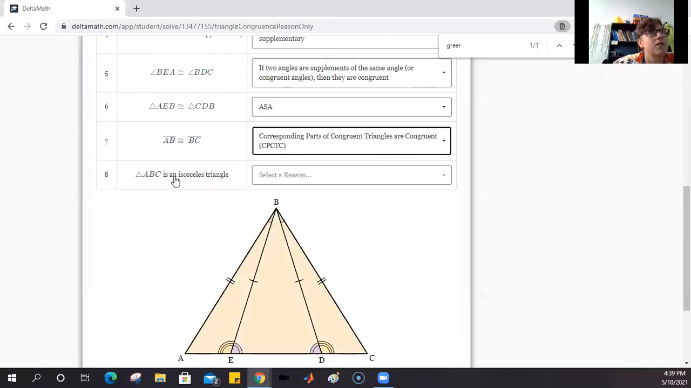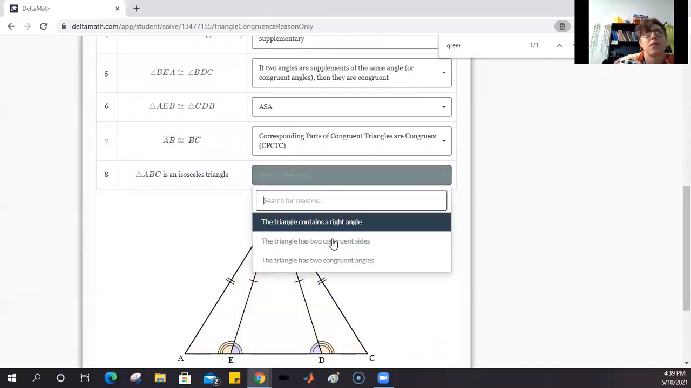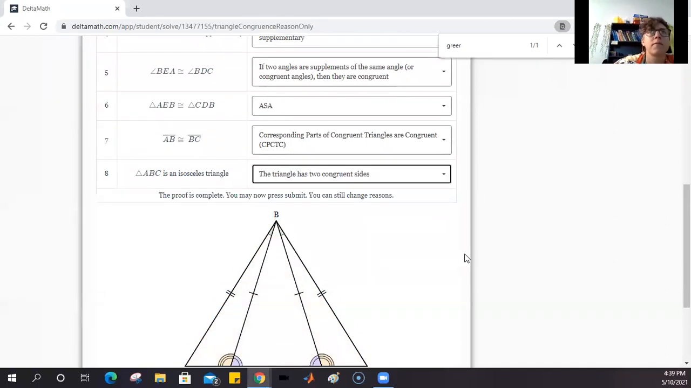So now why is the big triangle isosceles? Well, it's got two sides that are congruent to each other. It's got those two congruent sides, so it must be isosceles. The triangle has two congruent sides.